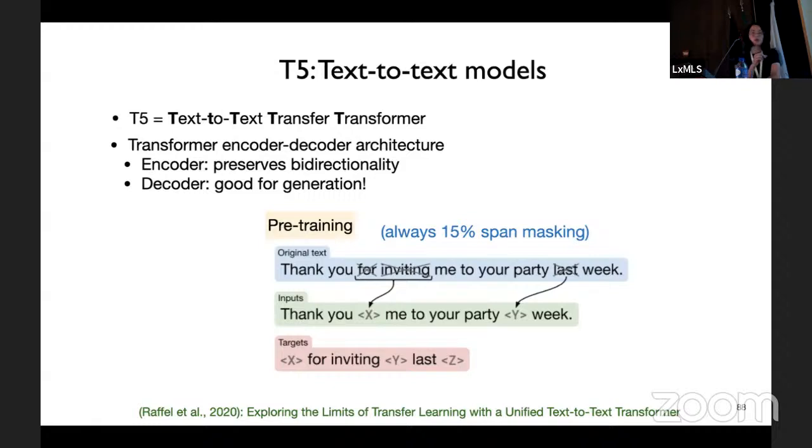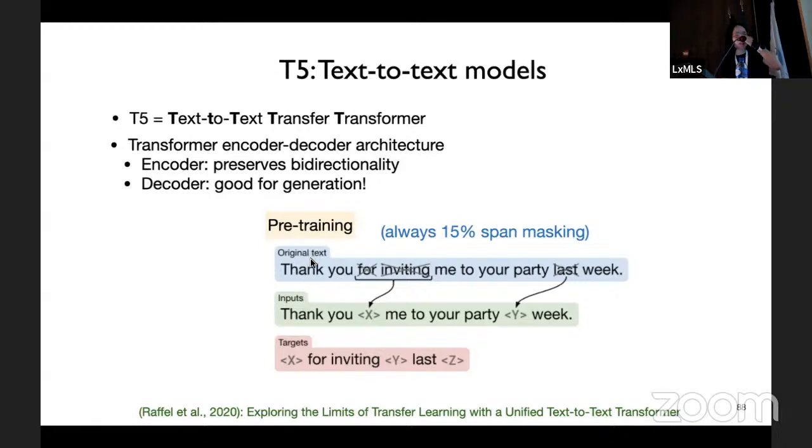And the encoder is a bidirectional model, an encoder model, so it can still be used to preserve the bidirectionality. But the decoder is a decoder model, so you can still use the decoder for generation. And in this T5 paper, they propose a new pre-training objective, as you can see from here.